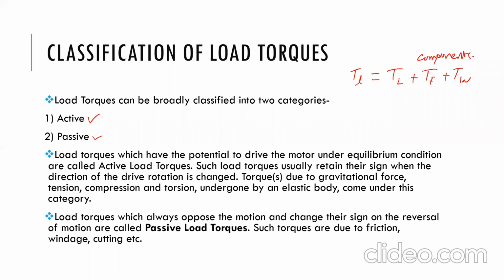What is active load torque? Load torques which have the potential to drive the motor under equilibrium condition are called active load torques. Such load torques usually retain their sign when the direction of drive rotation is changed. Active load torques means their sign or direction cannot be changed. For example, gravitational force. Gravitational force will always act in the downward direction.